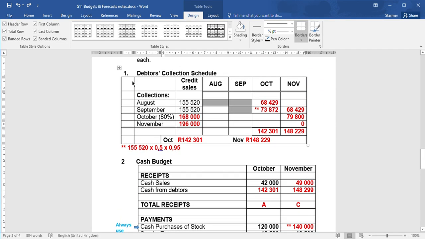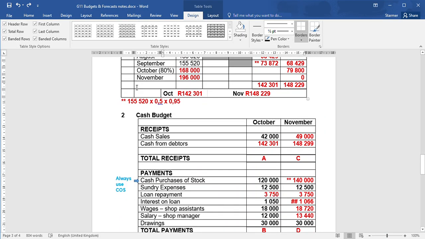Okay, let's move down now. The next one we see here is the loan repayment. There's salaries, there's drawings, and so on.